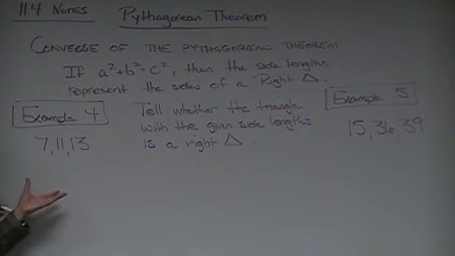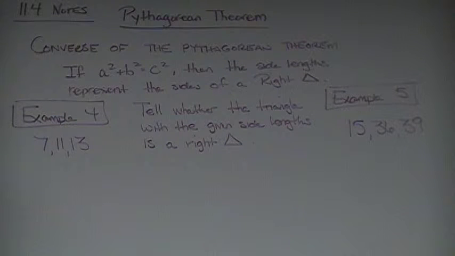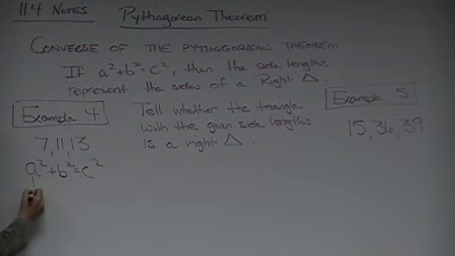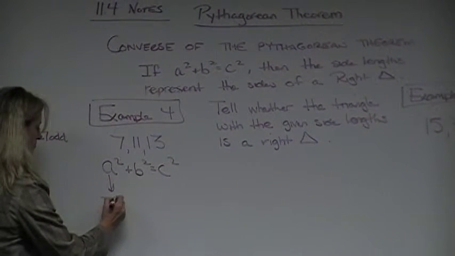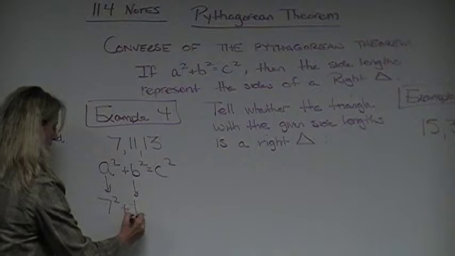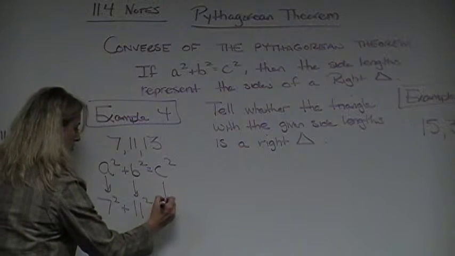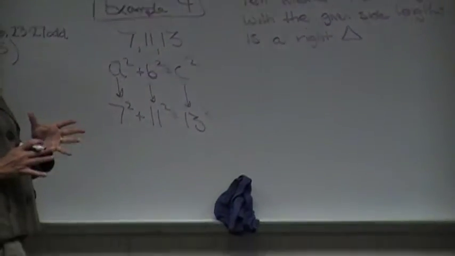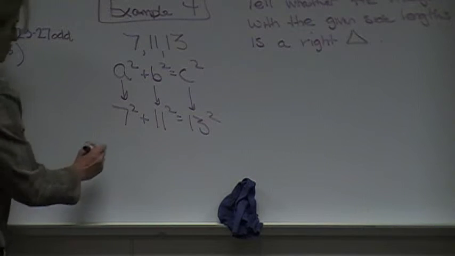The hypotenuse then will be represented by what side length? 13, right. So we need to put 7, 11, and 13 into a squared plus b squared equals c squared. If the sum of the two shorter sides squared equals the length of the hypotenuse squared, then they are the sides of a right triangle. So a is 7: 7 squared plus 11 squared has to equal 13 squared. If these two squared and added together do not equal 13 squared, they are not the sides of a right triangle. What's 7 squared? 49.